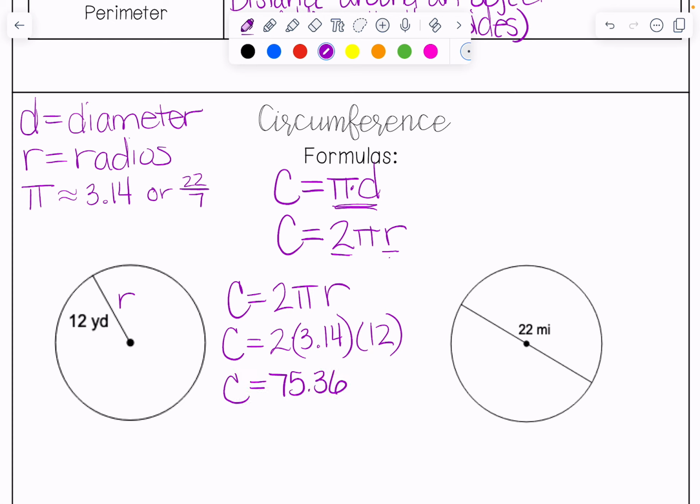And because we're just measuring the distance around, distance is just going to be regular units. So this would be yards. Okay, so we're not doing any square units yet. That'll be when we get to area.